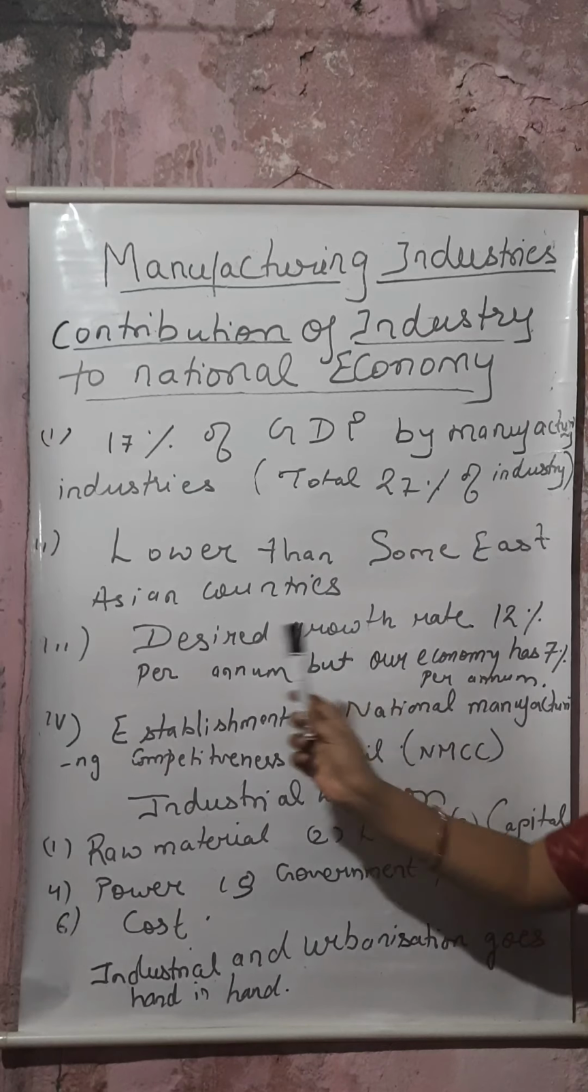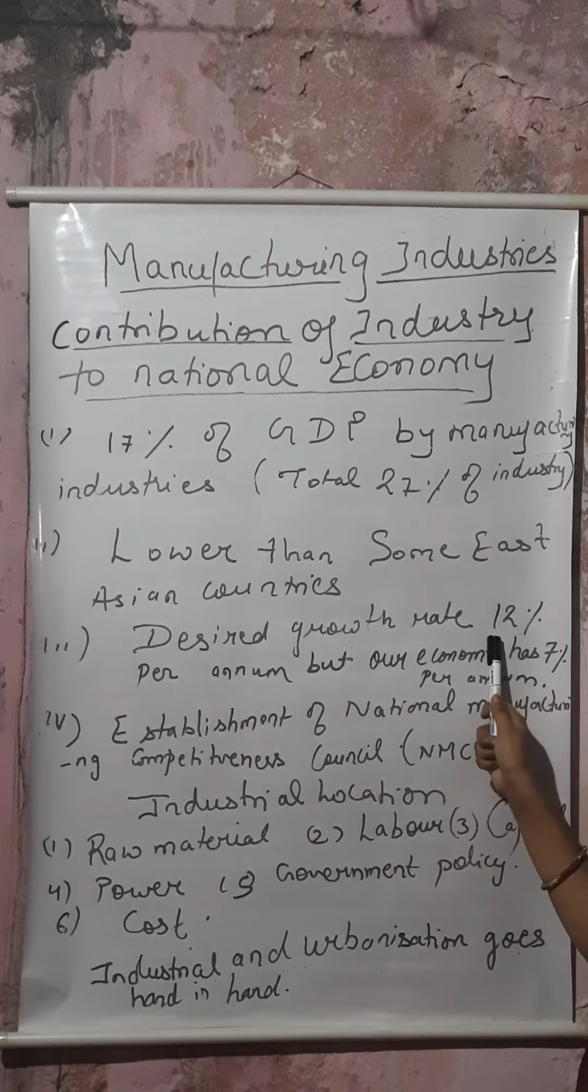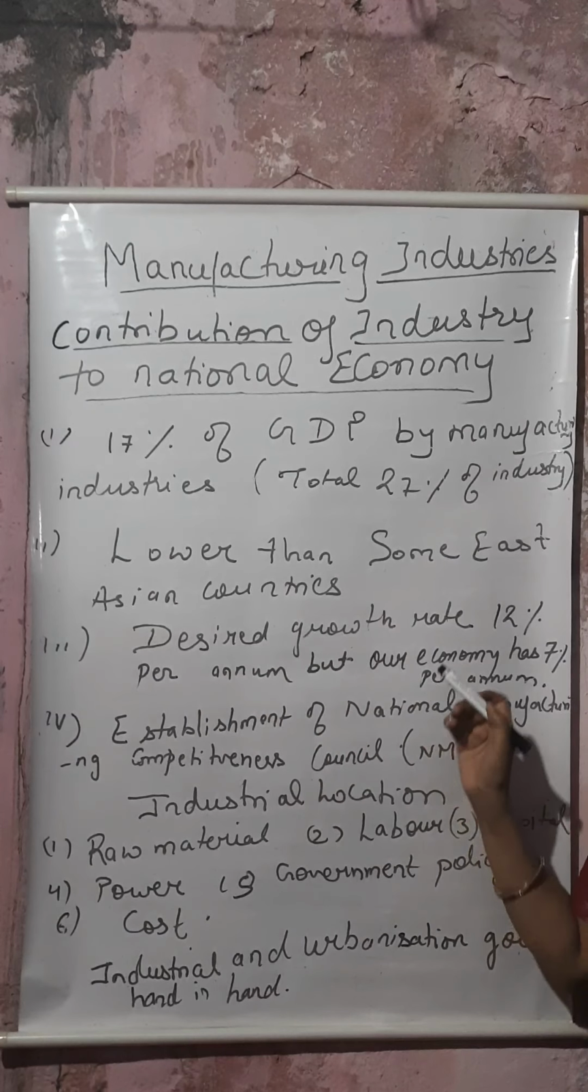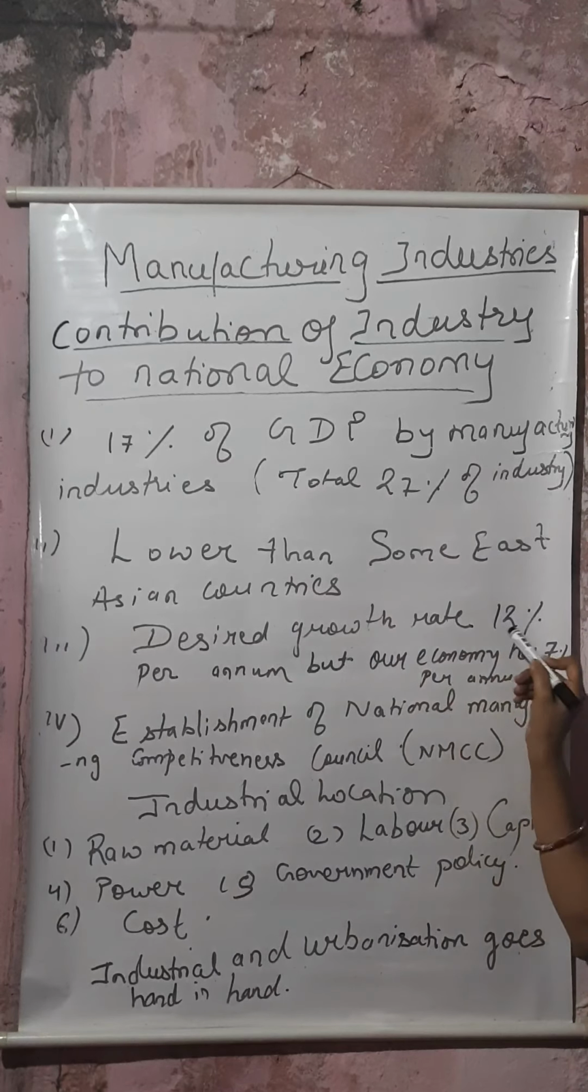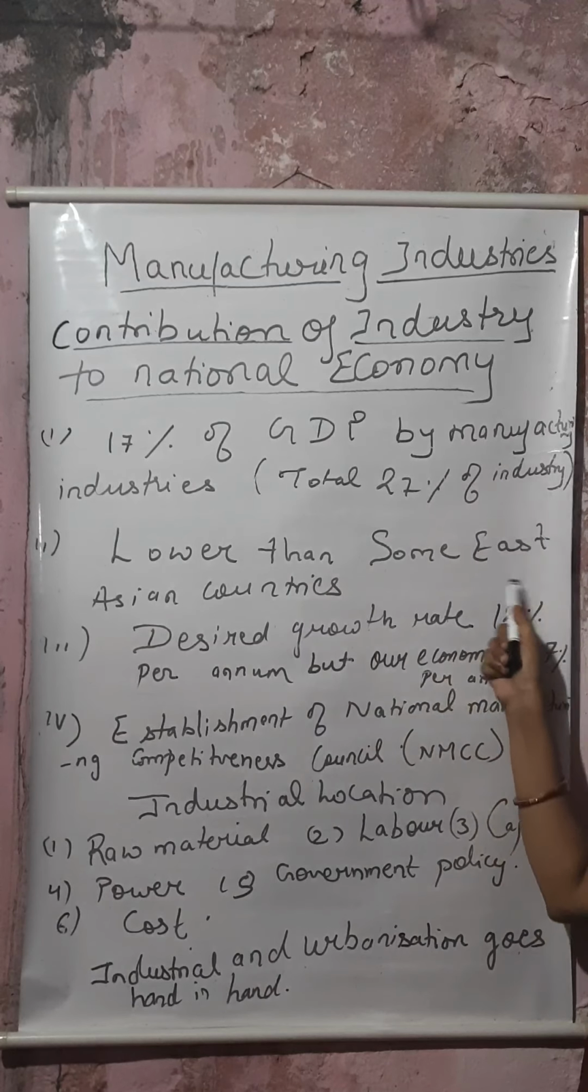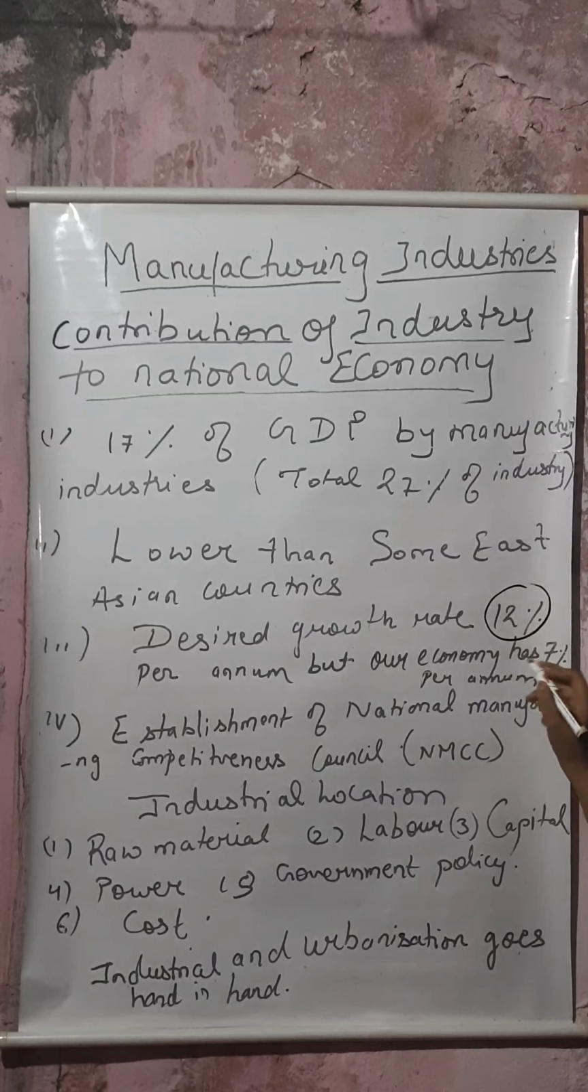Now the third point is given: desired growth rate 12% per annum, but our economy has 7% per annum. It means that the growth required is 12% per annum, but actually we are contributing just 7% per annum. In a year we are only contributing 7%, but it should be 12%. This is very less. It means that we have to increase the percentage of GDP.